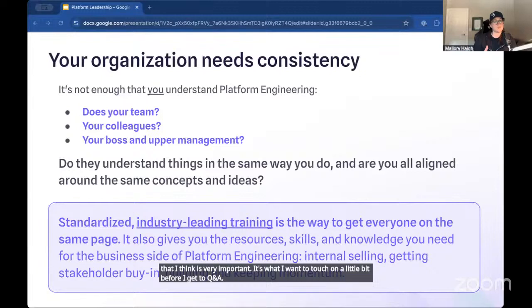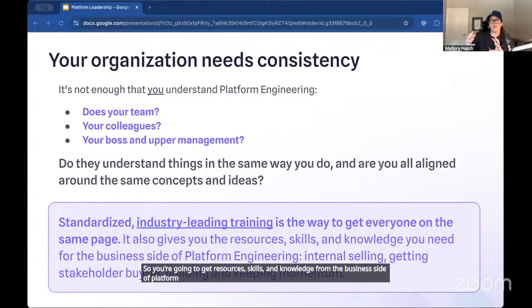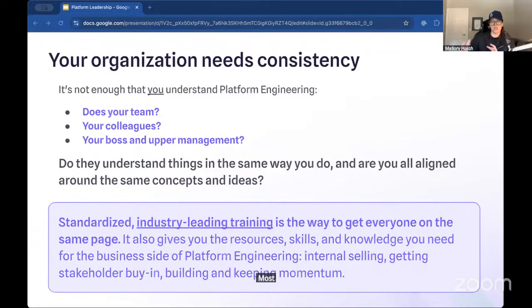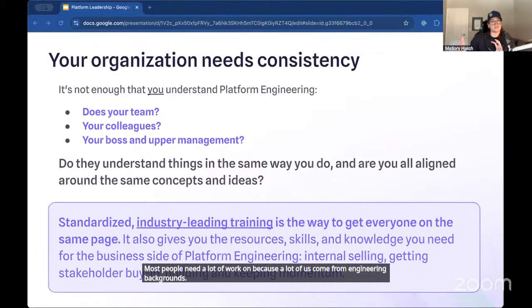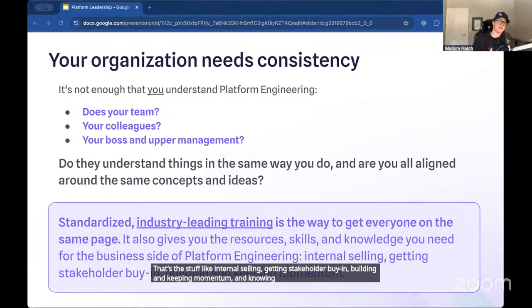So you're going to get resources, skills, and knowledge from the business side of platform engineering, which, by the way, most people need a lot of work on because a lot of us come from engineering backgrounds. That's the stuff like internal selling, getting stakeholder buy-in, building and keeping momentum, and knowing how to tie that into the technical aspect. It's a big part of what the training looks at.